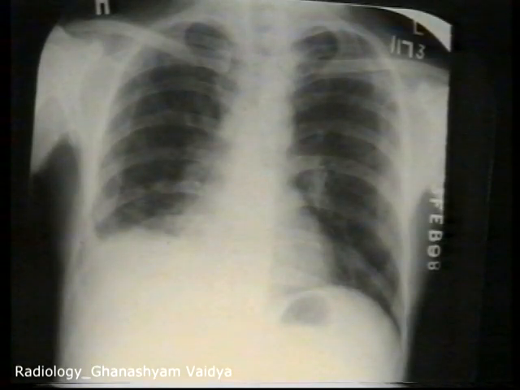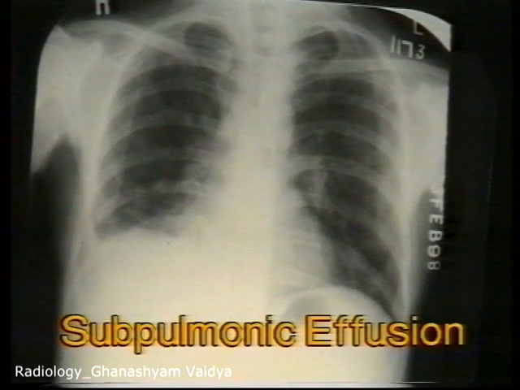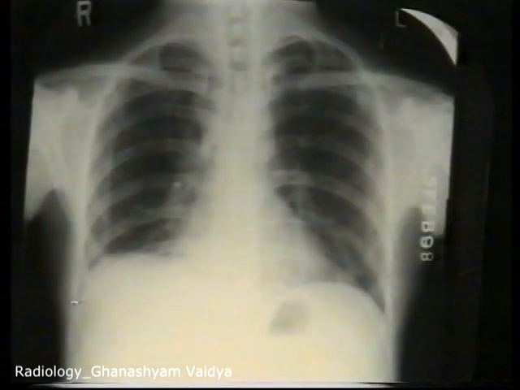Sometimes the fluid gets collected under the lower surface of the lung, between the lung and the diaphragm, and remains convex upwards. Note in this X-ray that the right diaphragm appears to be elevated with preservation of the costophrenic angle. This is termed as a subpulmonic effusion, an effusion under the lung. After aspiration of fluid, the true diaphragm is seen and the lower lobe of the lung has expanded.